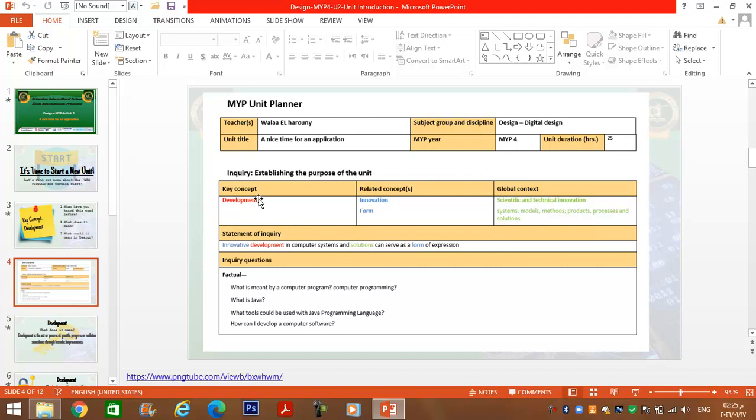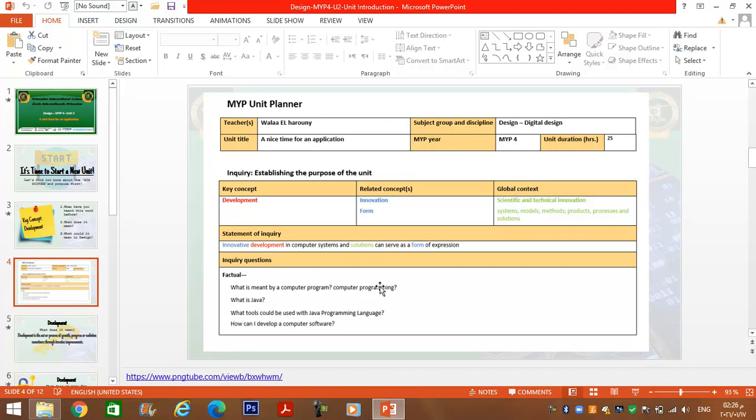So we should link all of these concepts to produce this statement. The statement of inquiry is very important. We have to learn it together during the unit. It's about innovative development in computer systems, and the solutions can serve as a form of expression.